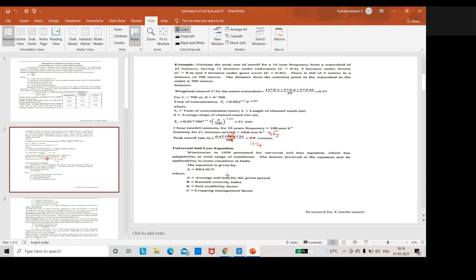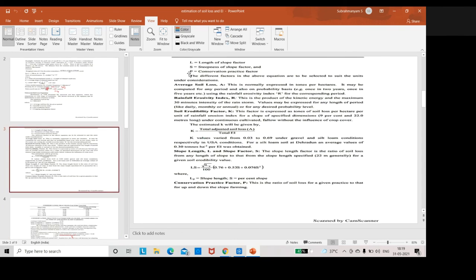The universal soil loss equation is A equal to RKLSCP. A is the average annual soil loss, R is the rainfall erodibility index, K is the soil erodibility factor, C is the crop management factor, L is the slope length, S is the steepness of the slope, and P is the conservation factor. How we will calculate the universal soil loss equation, we will see with the help of one example.